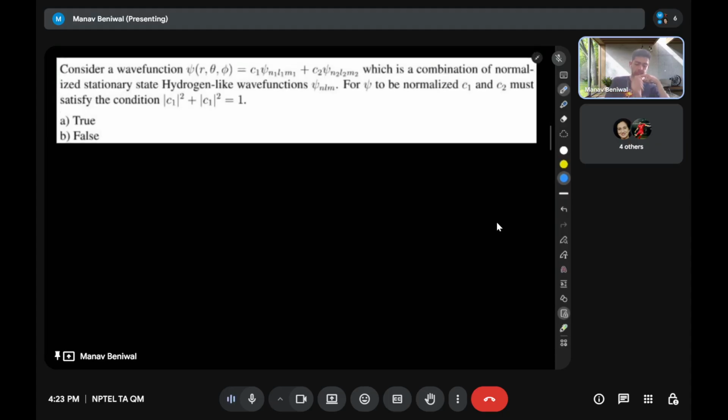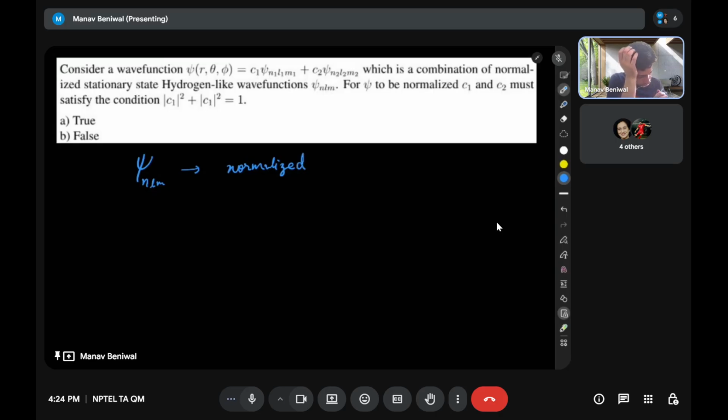So we are given a wave function psi, and this is written in terms of two more wave functions, psi n1 l1 m1 and psi n2 l2 m2, which is a combination of normalized stationary state hydrogen-like wave functions. So we are given that these psi n l m are normalized stationary state hydrogen-like wave functions.